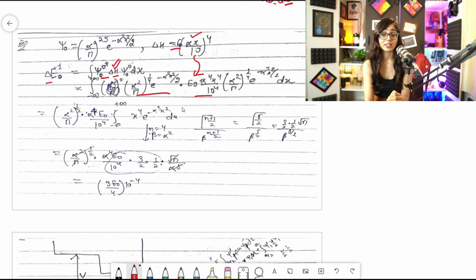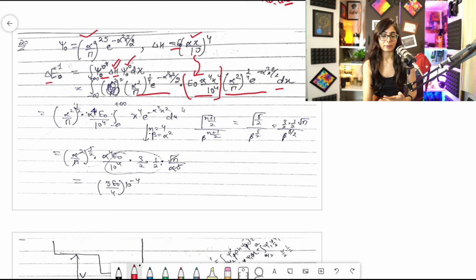It's very simple till now. Whatever is given, I'm just putting it in the expression, and it's very easy. So this part is done. What part is left? This psi naught again. Psi naught is again given, so I will write the value of psi naught again, which is alpha square by pi to the power 1 by 4, e raised to power minus alpha square x square by 2, dx.